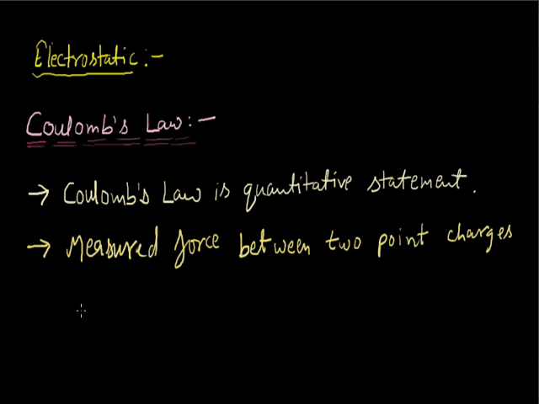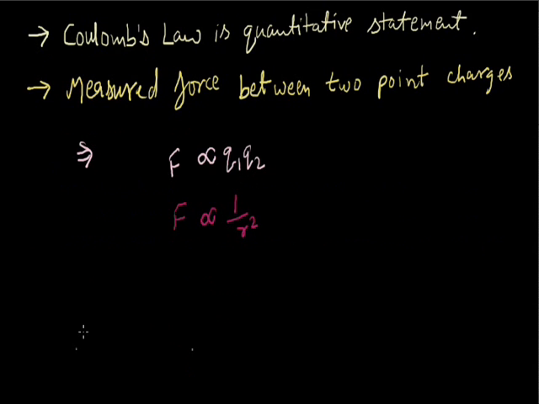As per Coulomb's law, the electrostatic force F will be directly proportional to the product of the magnitudes of the two charges Q1, Q2, and it varies inversely as the square of the distance between the charges. So the magnitude of force will be given as F equal to K.